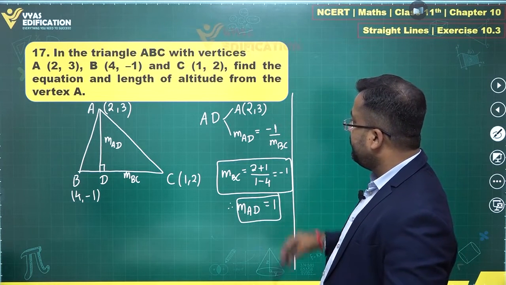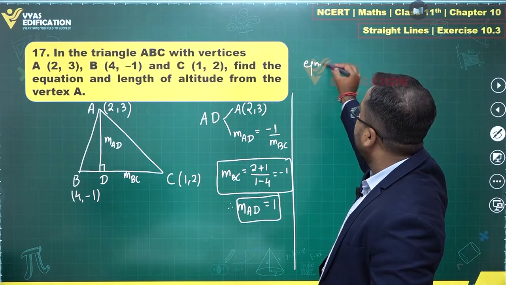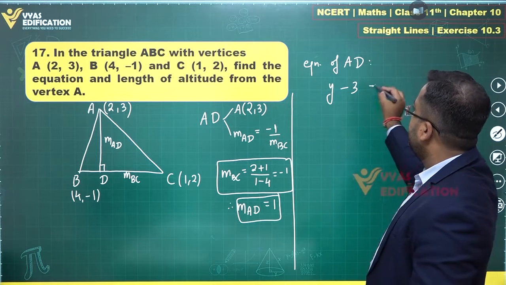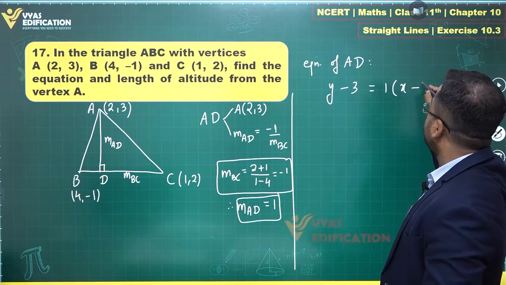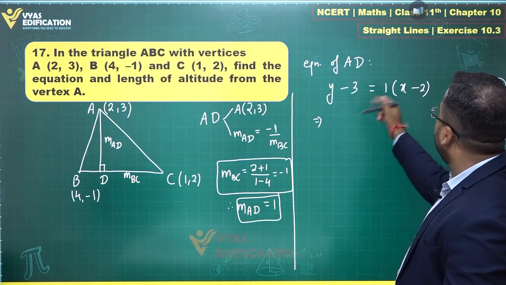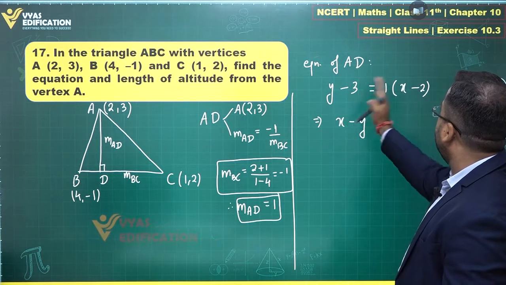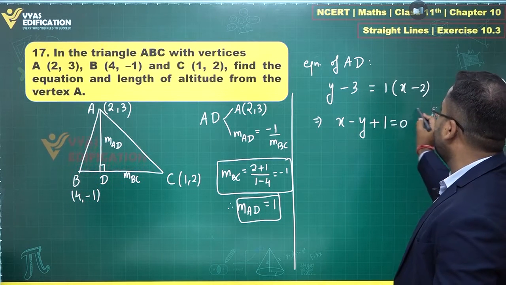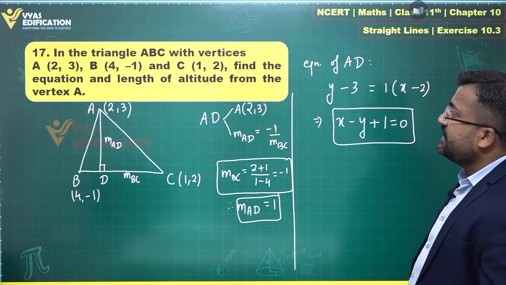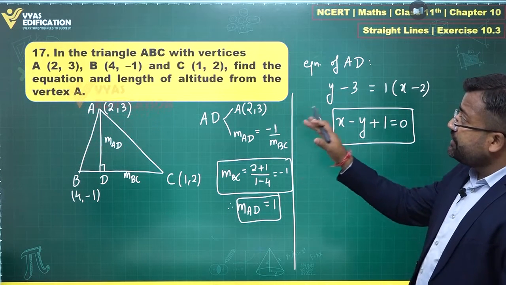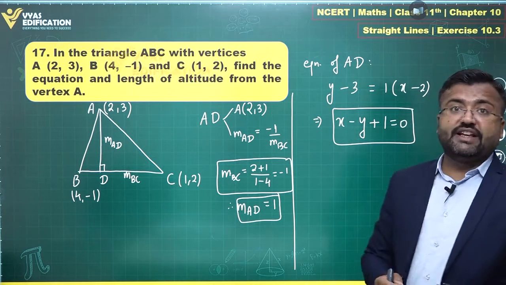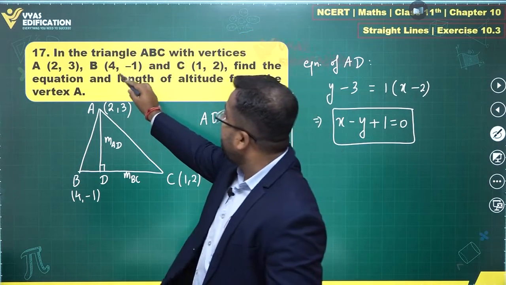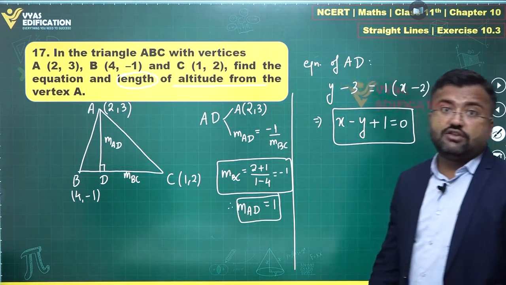Okay, you already have the point, you have the slope now. Therefore, equation of AD will be y minus y1 equals slope times x minus x1. This implies, what do you have? X minus y plus 1 equals 0. So this is the equation of AD. That's something which we have found, right? Equation of the altitude from vertex A. And what else? Find the equation and length of altitude is also being asked, right?